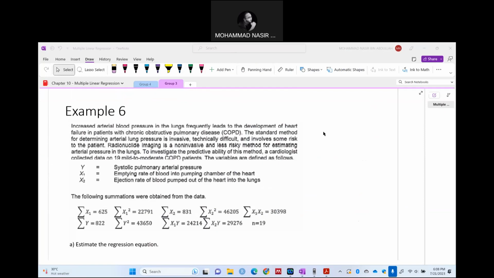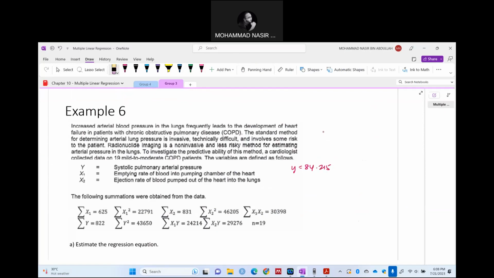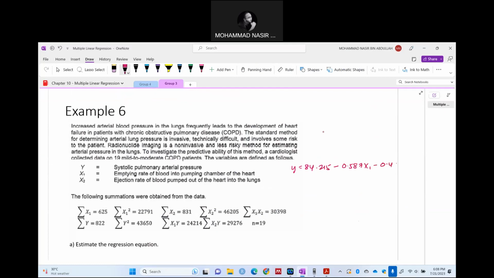Right. Can we continue? Yeah. Right. So what is the equation for this one? Y equal to 78 point 84.215 minus x1 minus 49 x2. Right, good.